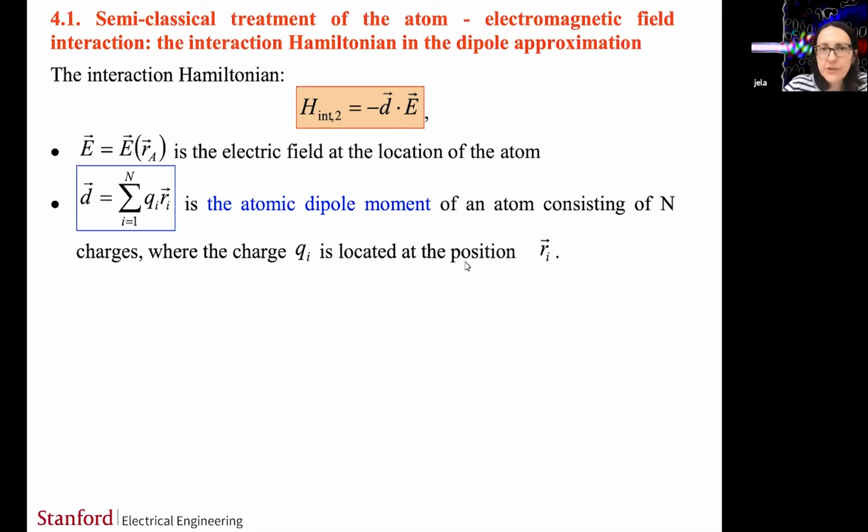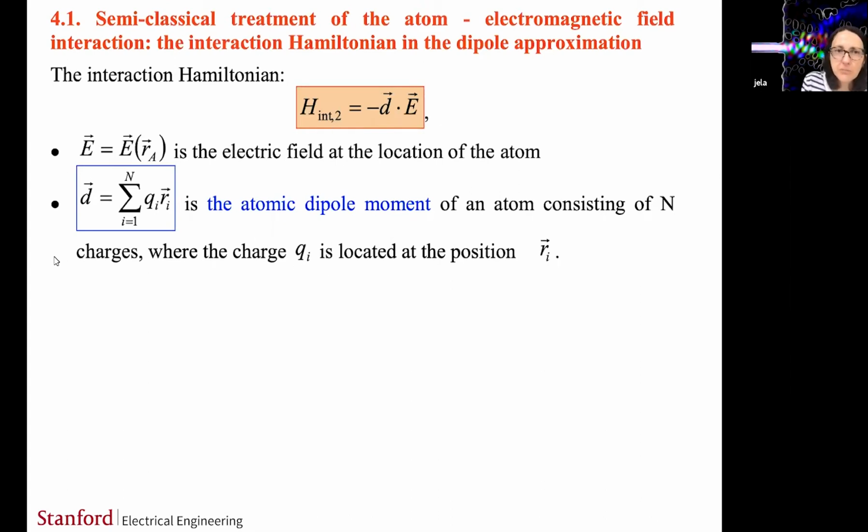So the classical treatment of the atom field interaction, which you've probably seen before, is that the interaction Hamiltonian, which is basically just the classical interaction energy, is proportional to the dot product between the dipole moment and the electric field. That just tells you what energy a dipole would have in an electric field, and this is completely classical, right? I mean, this is a classical electric field. If you align the dipole with the electric field, it's in a lower energy state than if it's misaligned with the field. So that's the interaction energy between dipole and field.